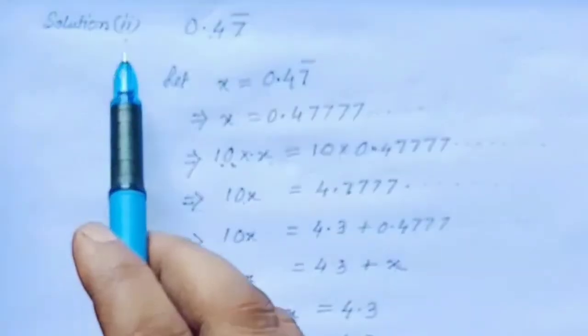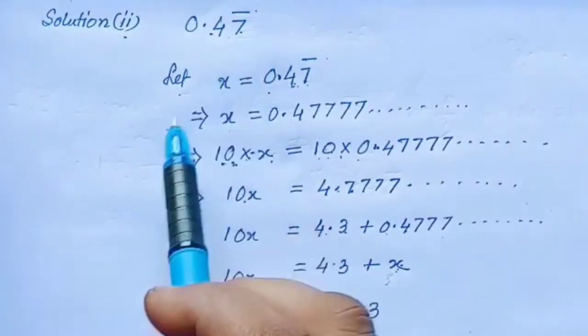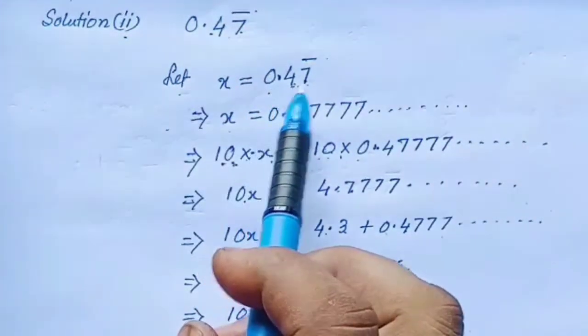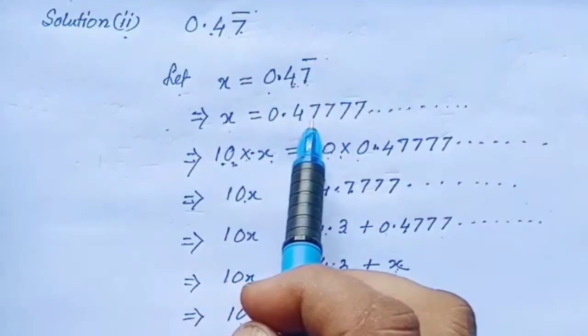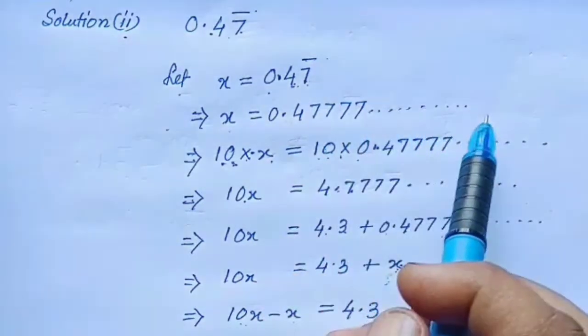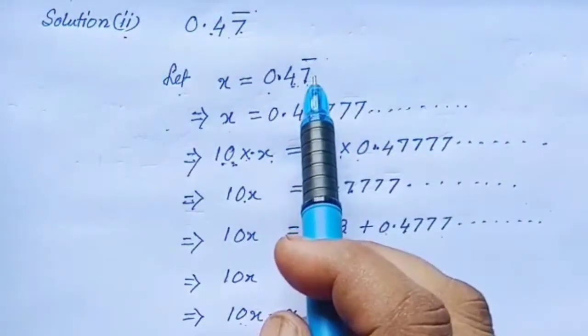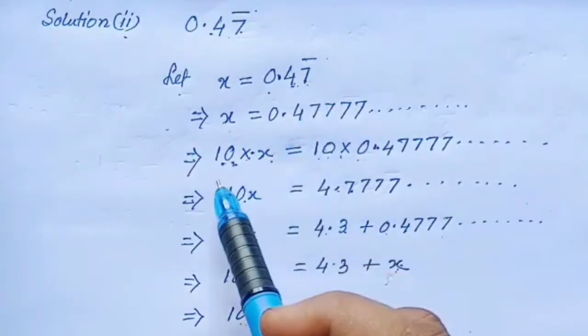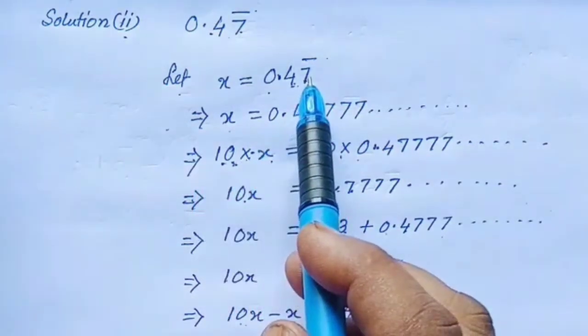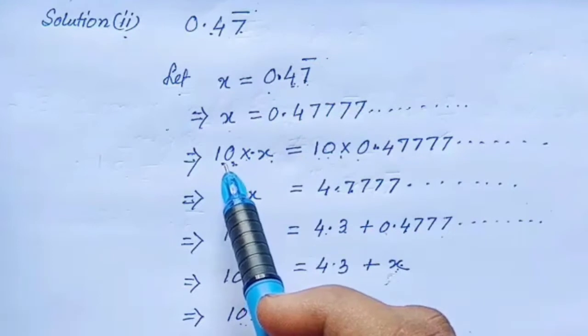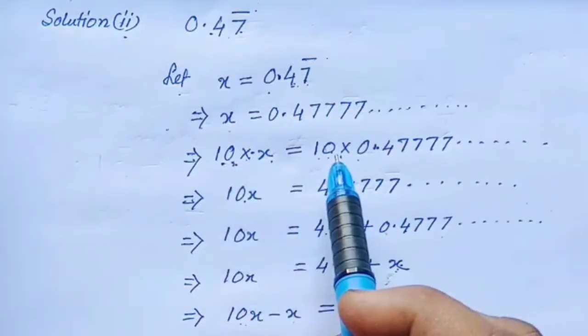Solution number 2, 0.47 bar. Let x equal to 0.47 bar. So x equal to 0.4777 like that, because 7 is the repeating digit here. Since 7 is the repeating digit, we have to multiply both the left hand side as well as the right hand side by 10.